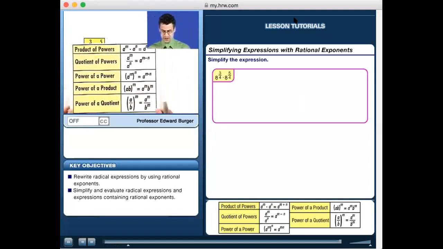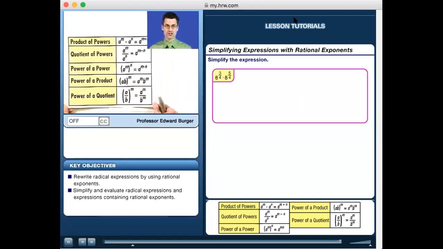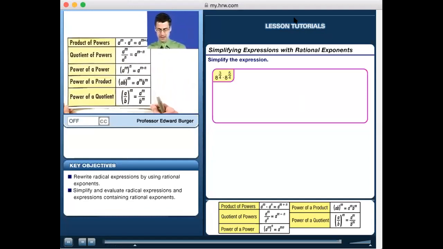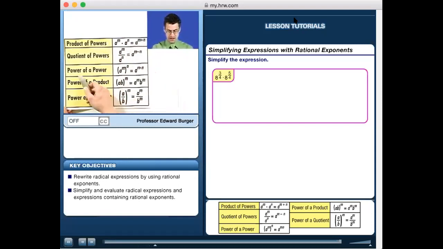You've seen these before, and it turns out that all these apply even when the exponents are rational numbers. First of all, if you take the product of powers, you just add the exponents. So a to the m times a to the n equals a to the m plus n. Quotient of powers, we take the difference of the exponent of the numerator minus the exponent on the denominator, so a to the m minus n in this case. A power of a power, a to the m, all raised to the n, we multiply those exponents.